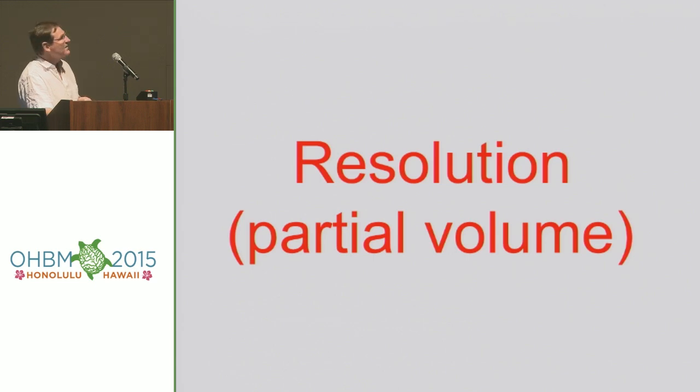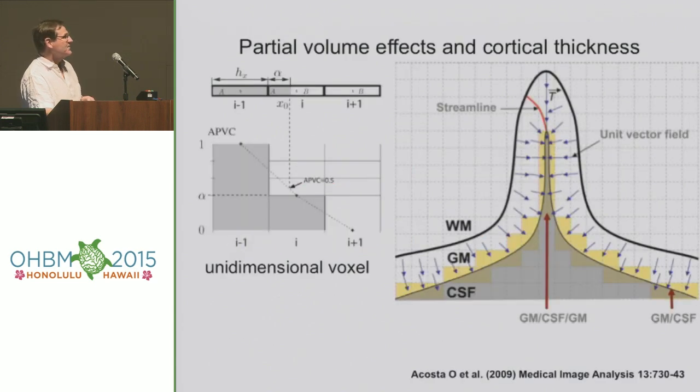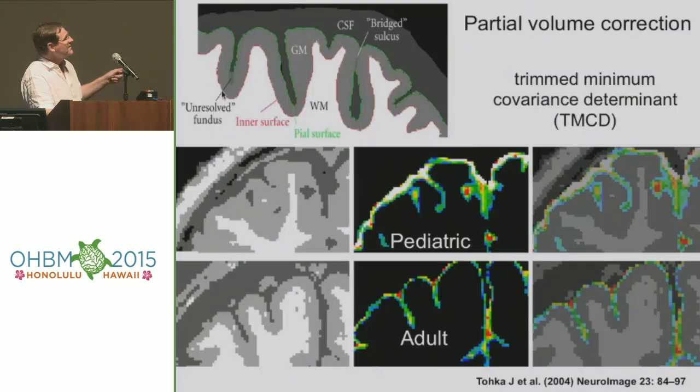Resolution, otherwise known as partial volume. Here's the problem that if you have voxels which are too small, contrast differences which are too close, you will get bridges from one side of the sulcus to the other. This is particularly bad in pediatric settings where you do not resolve the CSF in that area. This is the same sort of area in an adult, and you see greater degree of CSF extraction.